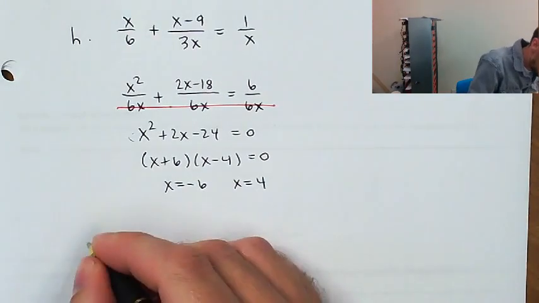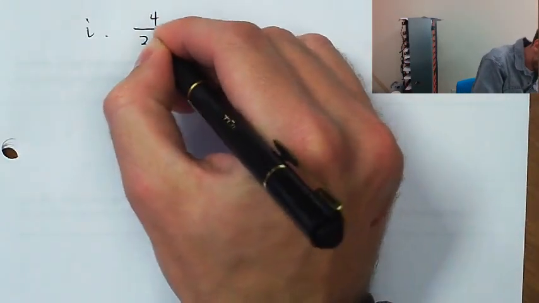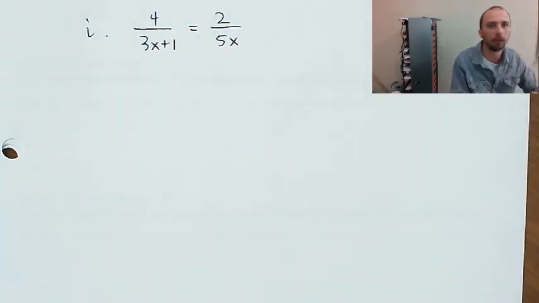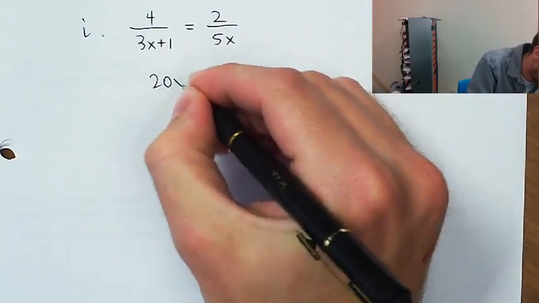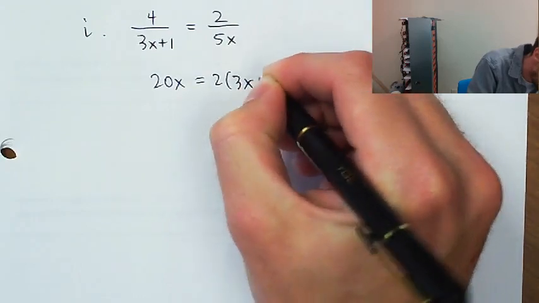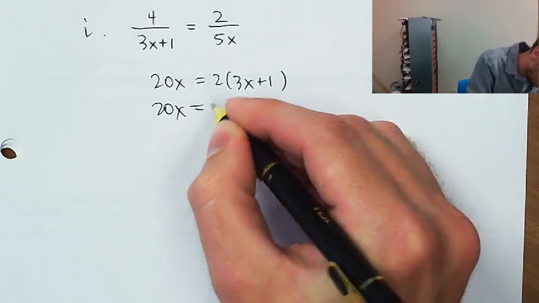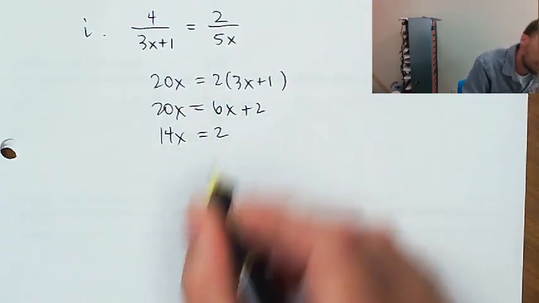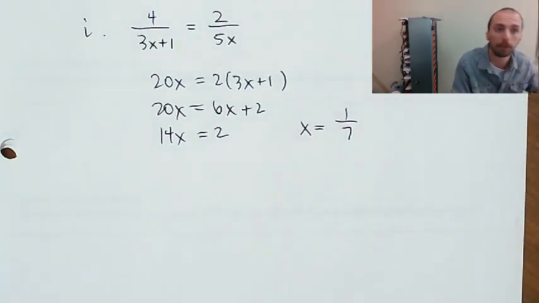Okay, I will be 4 over 3x plus 1 equals 2 over 5x. Okay, yeah, I tried to make sure that these really long sets ended up getting easier at the end. So 4 times 5x is 20x, equals 2 times 3x plus 1, which would be 6x plus 2. So I'm going to subtract 6x from both sides. Then I'll divide by 14, and I'll get x is 2 over 14, which is the same as 1/7.